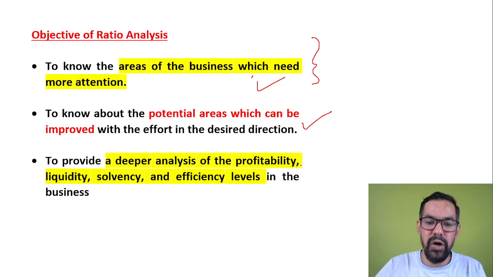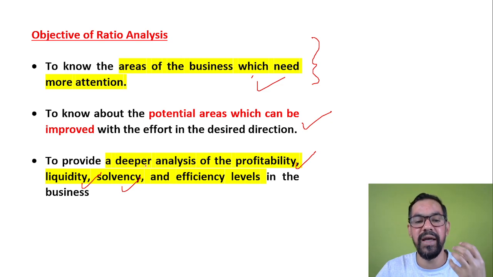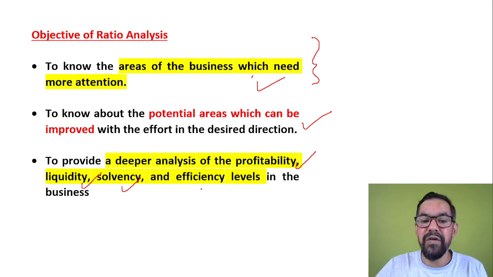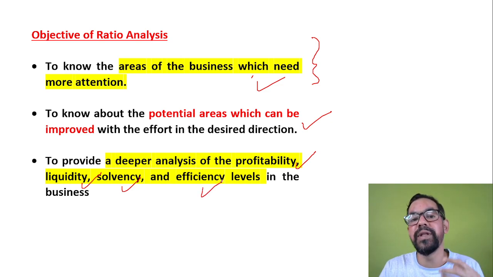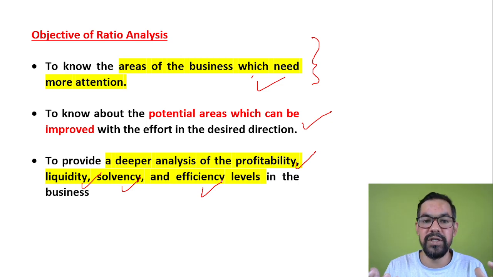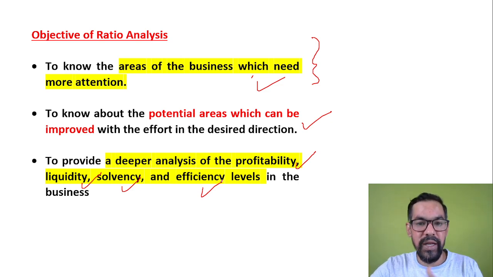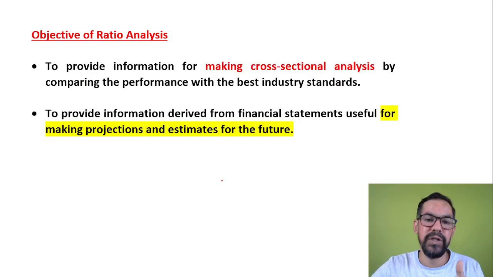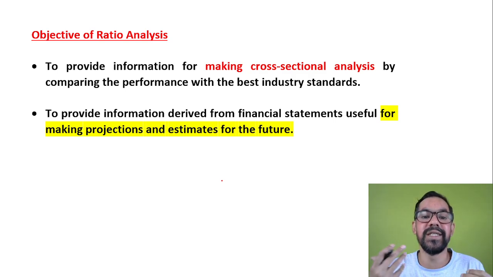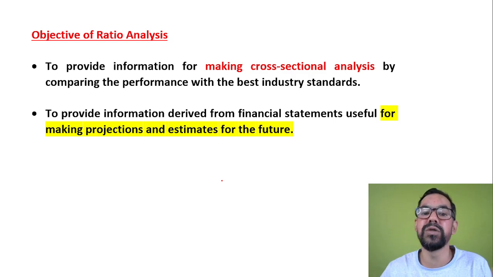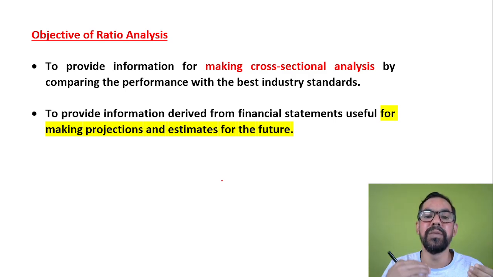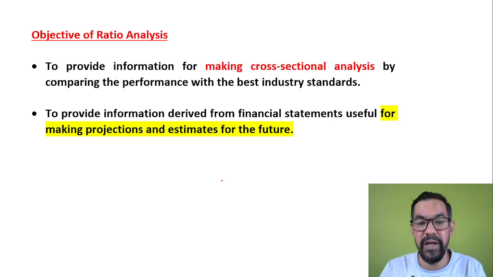Ratios provide a deeper analysis of the profitability of a firm, the liquidity status of that business, and solvency, meaning how that business can deal with long-term debts or the long-term debt position of the company. They also show the efficiency level, how that firm is utilizing its resources in the maximum way. There are so many importances of these ratios. They help business owners to do business in an efficient way, and they also help investors when they make their investment decisions.